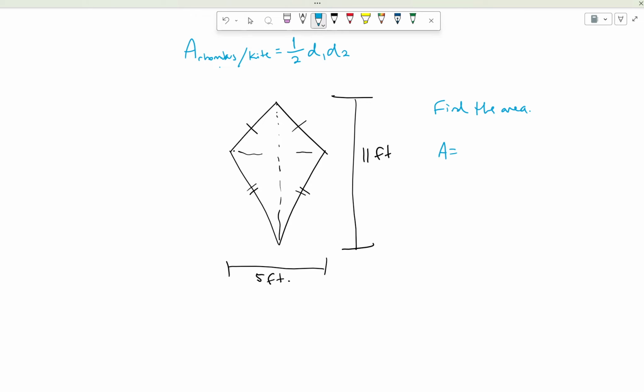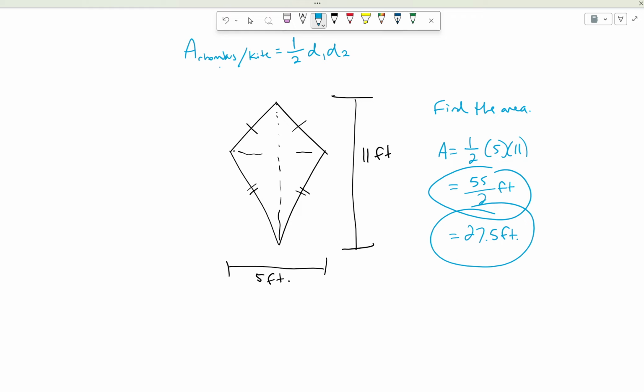So the area is going to be equal to 1/2 of the product of the lengths of the diagonals, the product of this number and this number. In other words, 1/2 of 5 times 11, which gives me 55/2 feet, which you could also tell me is 27.5. Okay, let's now work with a rhombus.